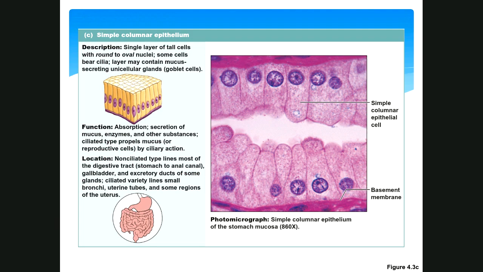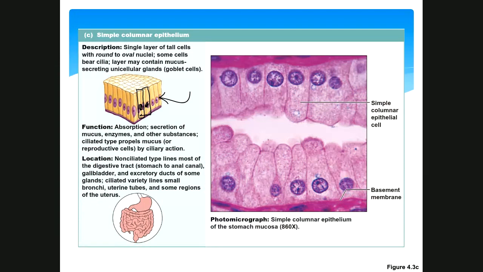Let's look at simple columnar. So again, we have this box. We went over that, and here's our drawing right here. If we look at this drawing, look how tall these cells are. They're tall and skinny. They have an oval-shaped nucleus, which tends to hang around down at the bottom. And so you can see them very easily.